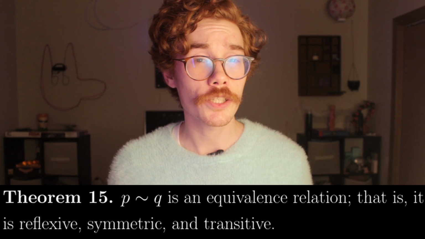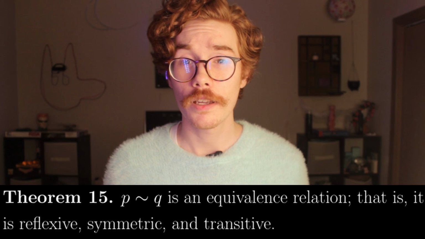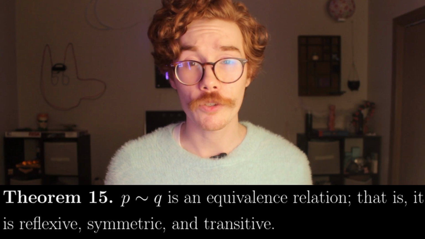P being homotopic to Q is an equivalence relation. That is, it is reflexive, symmetric, and transitive. Okay, so there's 3 things to show. Being reflexive just means every path is homotopic to itself. That's easy to show. For every time value, let the homotopy be the path P itself.